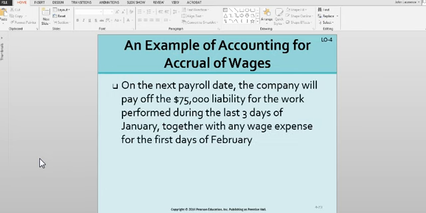Again, on the next payroll date, the company will pay off that $75,000 liability. In that case, they would be crediting cash, or decreasing cash, because they're paying the liability, and they'd be debiting the liability account, which would effectively make that liability account go back down to zero.